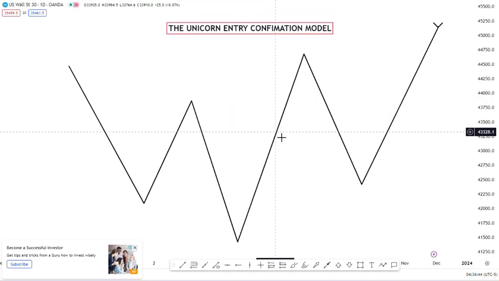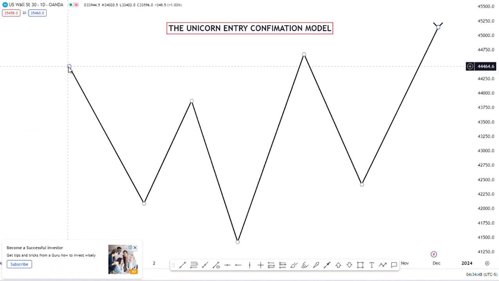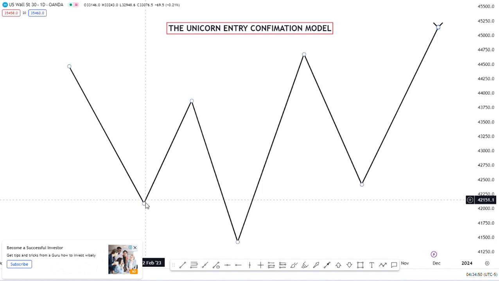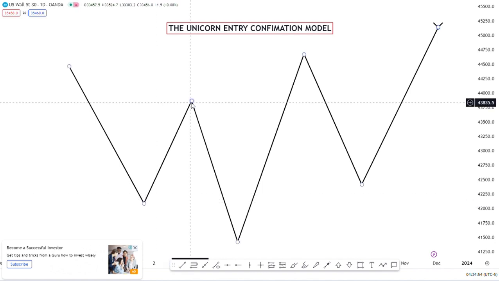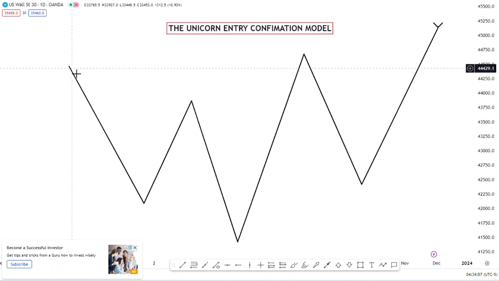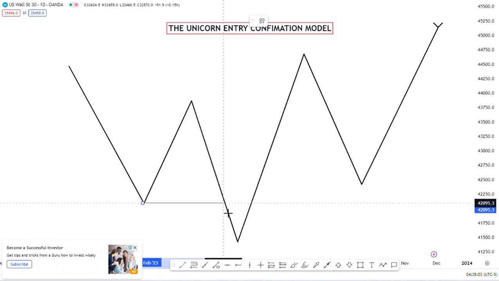Okay, guys, with the unicorn strategy, what you look for is you wait for the market to make this high, then the market makes a lower low, then the market makes a lower high. It's a lower high because it's lower than this high here. So the market is this low, we have a break of structure here, or liquidity, we have a liquidity grab down here.